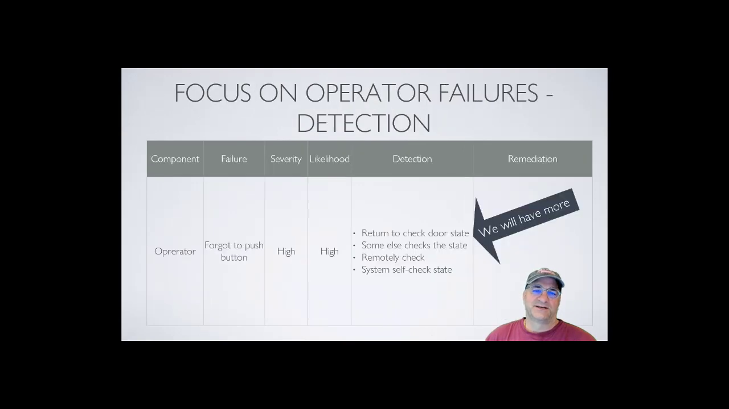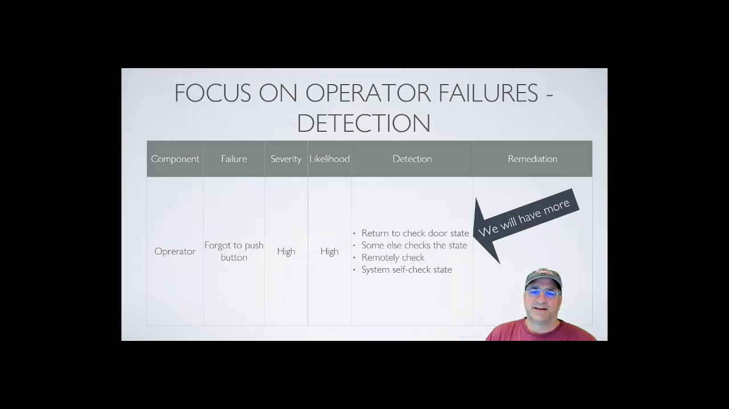So then the question is, what are all the different ways I could detect that I didn't push the button, right? I can drive back, we'll have more of these on the next slide, but what did you come up with? Or what would you come up with for detecting that the door wasn't down, right? So one of them is I can return back and check the door. I can have somebody else check the door. I can send somebody at the house a text message, right? Have them go do that.